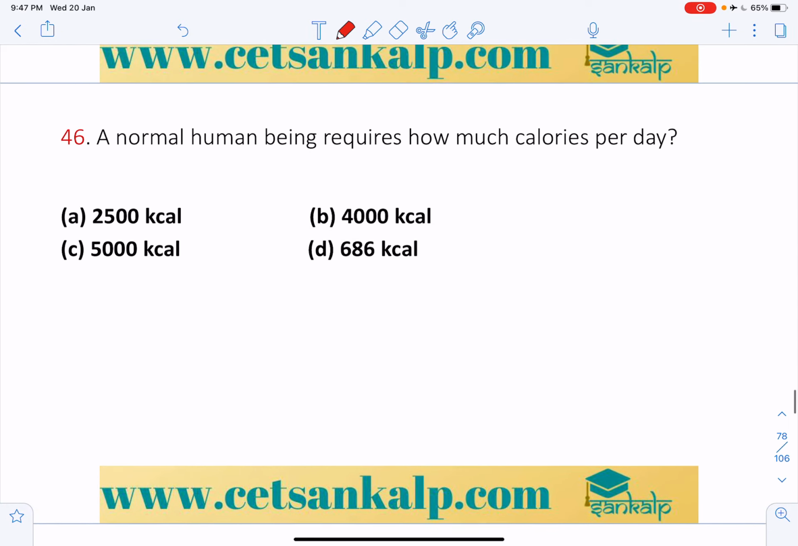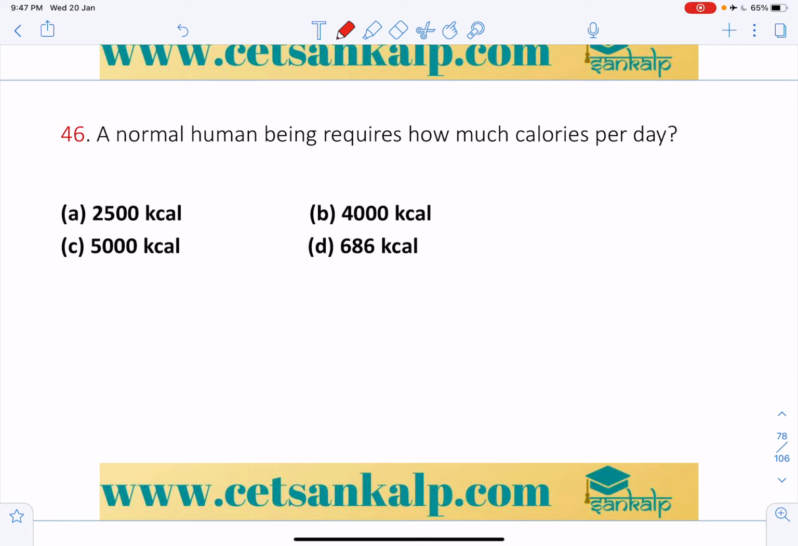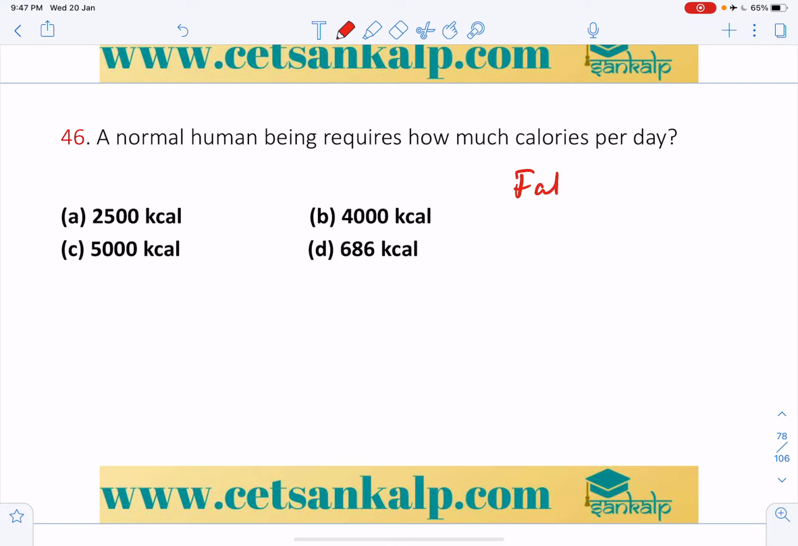So next question, what does a normal human being require? We'll say PCV and GCV, gross calorific value and physiological calorific value, meaning how much energy will be released by those substrates. Carbohydrates release 4 kilocalories per gram. Likewise, protein releases approximately 4 to 5 kilocalories. And fat releases more, 9 kilocalories per gram. But per day, how many calories are required by a normal human being?